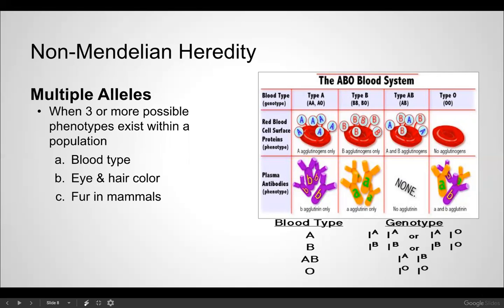When 3 or more possible phenotypes exist within a population, like blood type, eye and hair color, fur in mammals, those fall under something known as multiple alleles. So there are multiple different patterns of genotypes and phenotypes. You can have A blood, B blood, AB blood, and O blood. So lots of different varieties can be inherited. If A and B are inherited together, so somebody has AB blood, then on their blood cell you will see the AB agglutinogens, and so it's a form of codominance as well as multiple alleles.